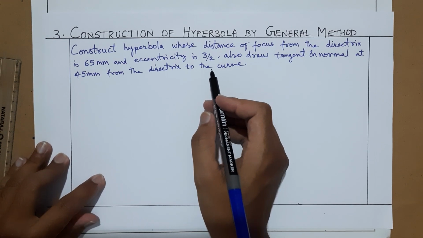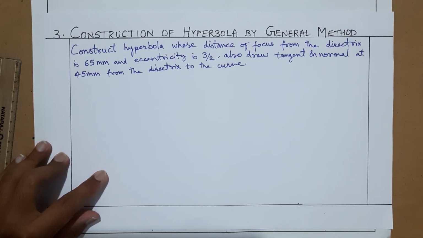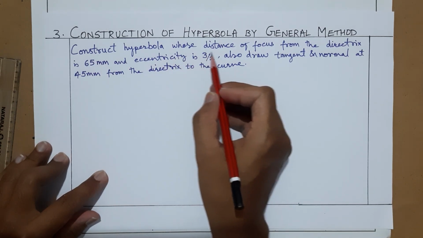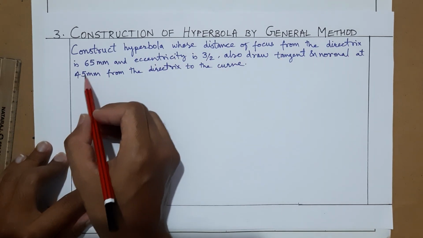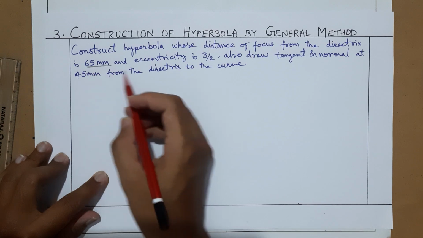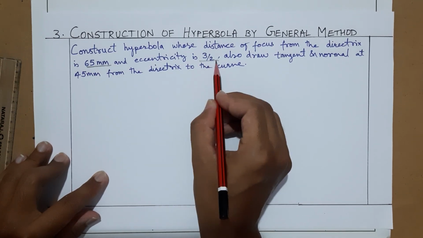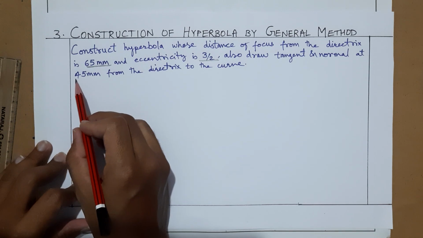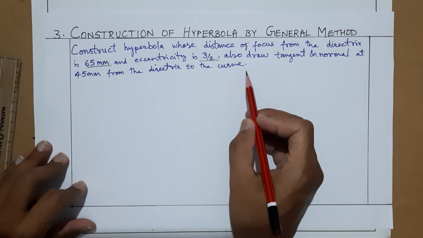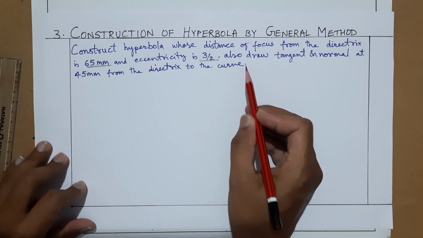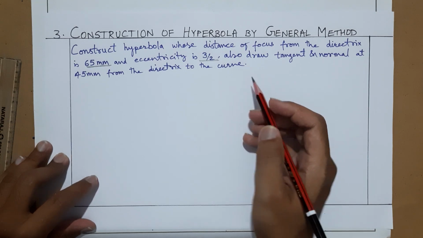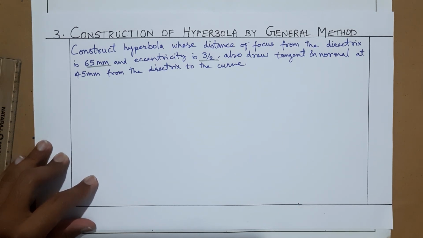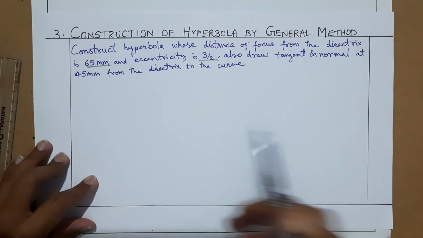Now let us see the question what they are saying. Construct hyperbola whose distance of focus from the directrix is 65 mm and eccentricity is 3 by 2. Also draw tangent and normal at 45 mm from the directrix. Tangent and normal to the curve we have to draw. Okay, let us start. General method, as you know, is the same as the previous one.